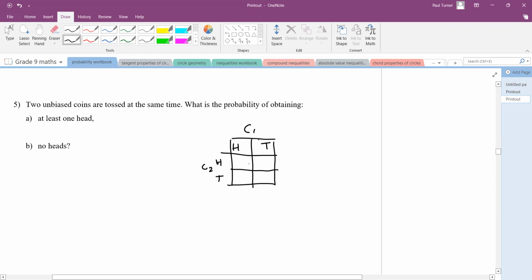We have 4 outcomes that could happen: head, head; tail, head; head, tail; or tail, tail. So these are your 4 outcomes here. We want the probability of at least 1 head. So out of these outcomes, I need either 1 head or 2 heads. So at least 1 head means the probability of either head, tail; tail, head; or head, head.